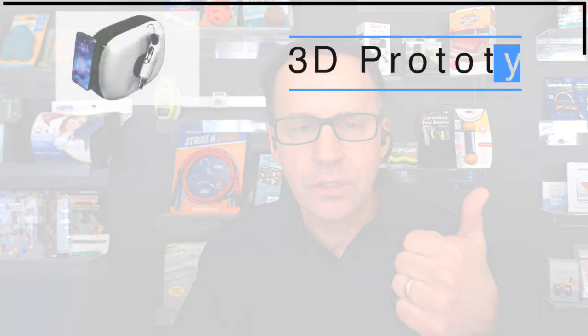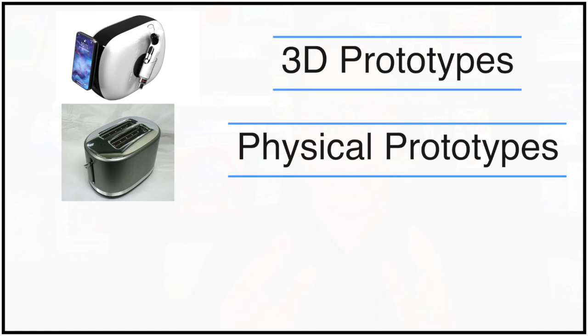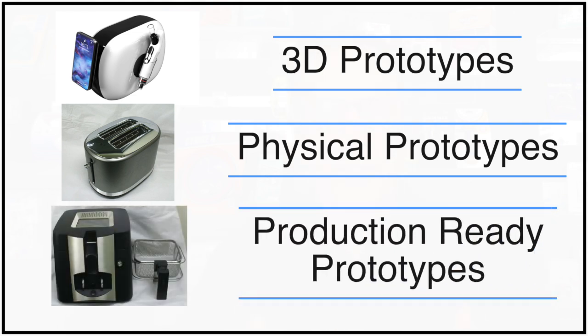So you're seeing some examples of production-ready prototypes up on the screen here. The first option is a 3D computer-generated prototype. The second one is a physical prototype. And then the third one is a scalable or production-ready prototype. Those are the three main prototypes.